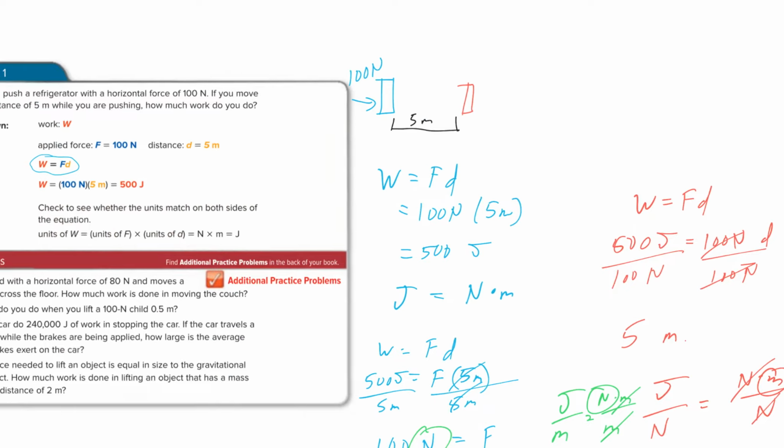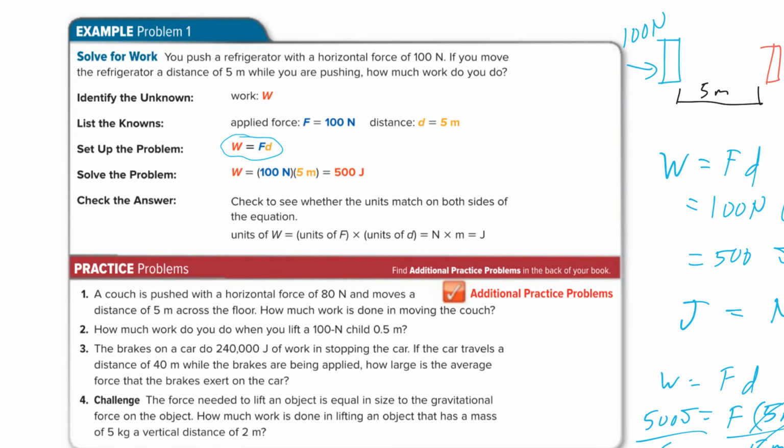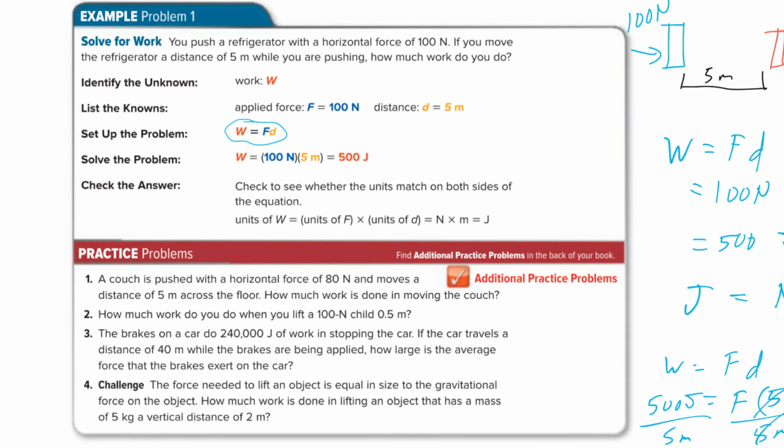So again, our equation for this one's fairly simple. Work equals force times distance. So as long as you know two of those things, you should be able to calculate the third one.